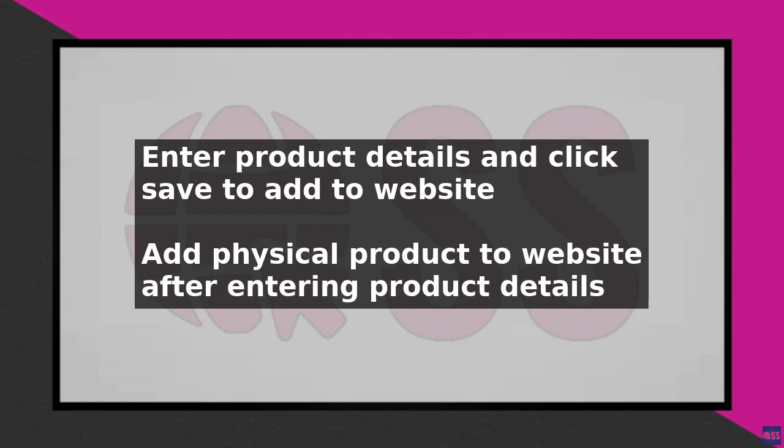You'll then be prompted to decide what type of product you want to sell: physical, service, or digital download. If you choose a physical product, enter the details and click Save. Your product can then be added to your website.